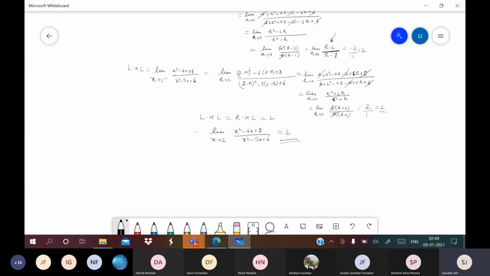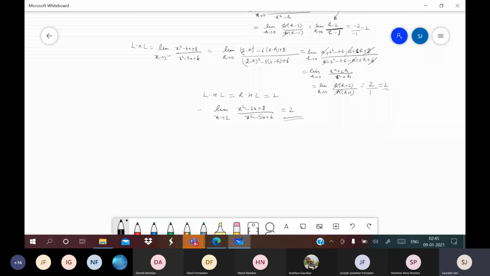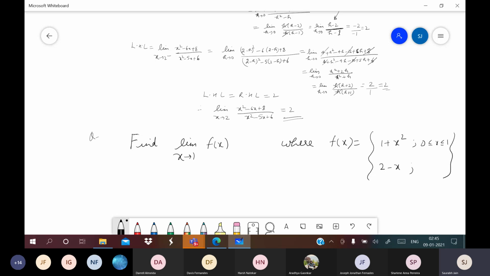Okay, then there is another type of question which belongs to this topic only, LHL, RHL. Just the way of asking is a little bit different. For example, if we take this question, find limit x tends to 1 of f(x). Okay, this is the question, and f(x) is given in the form of two branches, which is actually called a piecewise defined function. So you read f(x) as 1 plus x square when x is from 0 to 1, and you will read f(x) as 2 minus x if x is greater than 1. Like this they define some function, and on the basis of that you will be required to find the limit of the function at a particular x.